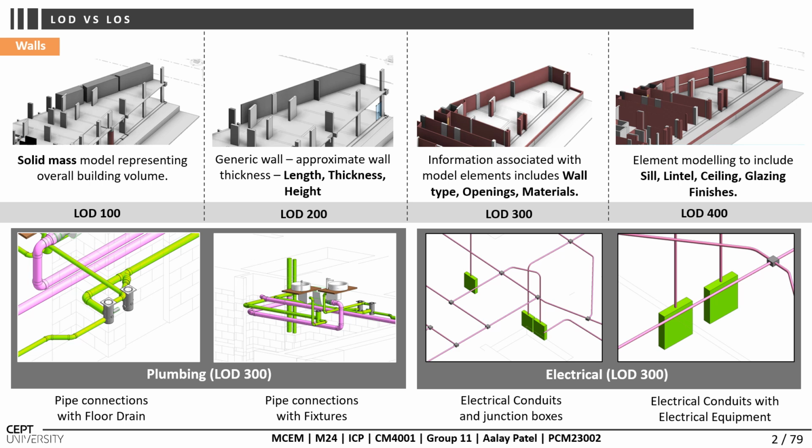Below is shown the plumbing model, a detailed LOD 300 was developed. It includes pipe connections to floor drains and fixtures, providing a comprehensive view of the plumbing system and its integration with the structure. Next to it, the electrical model was also developed at LOD 300. It featured detailed representation of electrical conduits, junction boxes, and electrical equipment to ensure seamless installation and coordination.